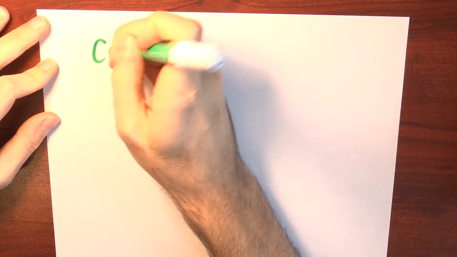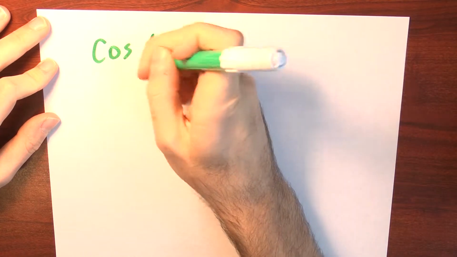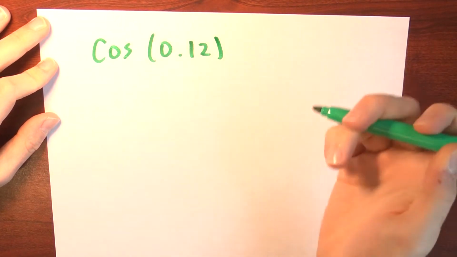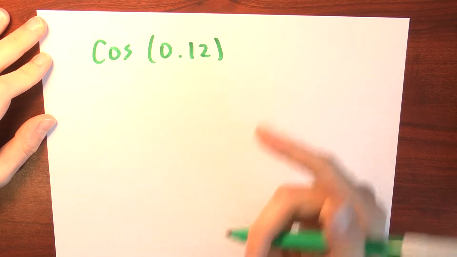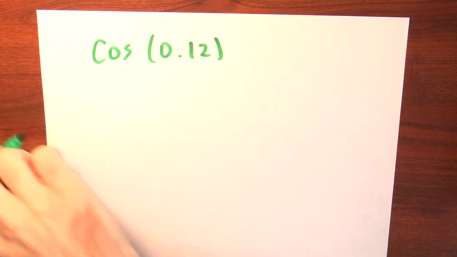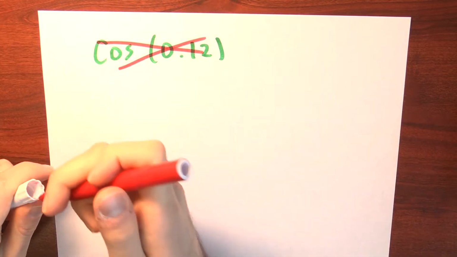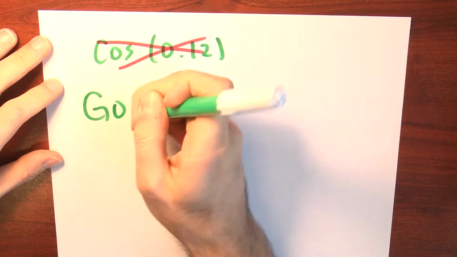I'd like to approximate cosine of x when x is near 0. I'm really asking for more than just, say, an approximation to cosine of 0.12 or something, right? I want more than just an approximation that's good at a single point. This is really what I want to do here. This is going to be my goal.